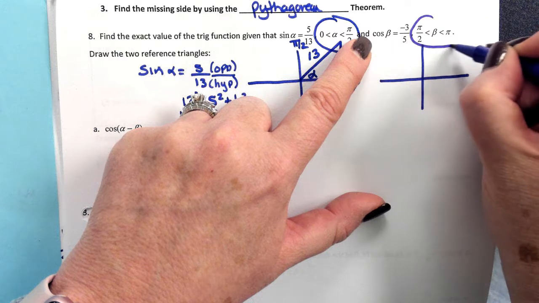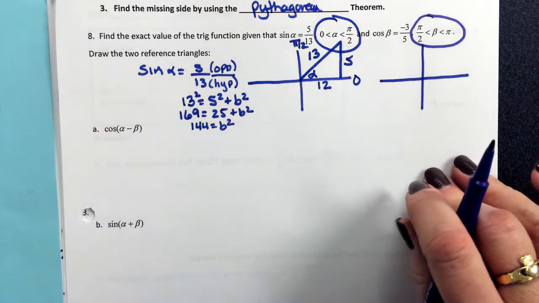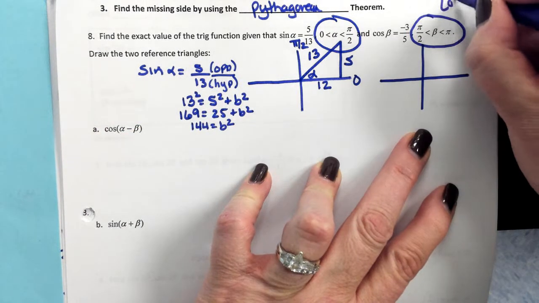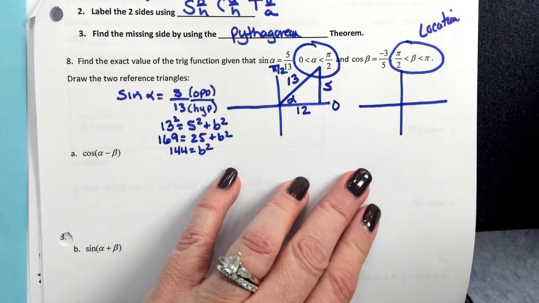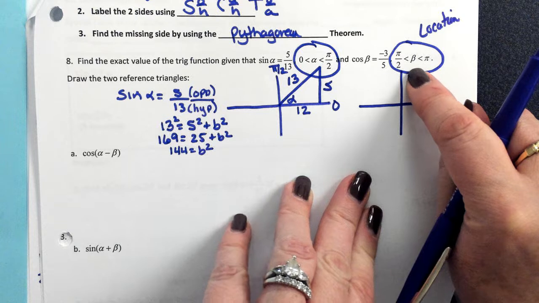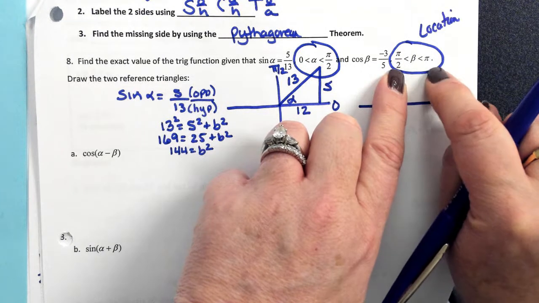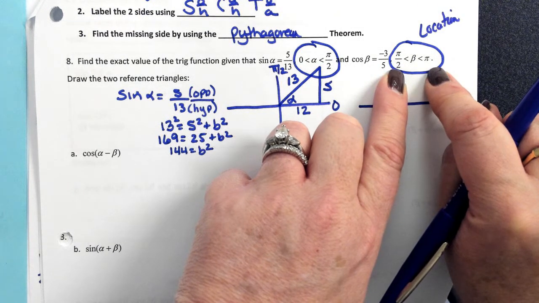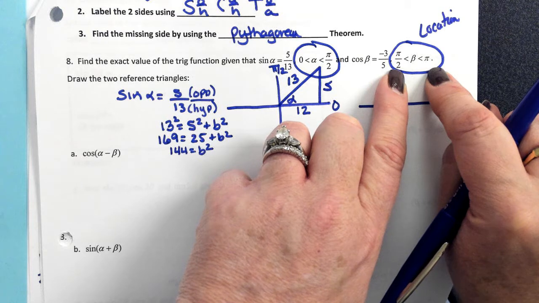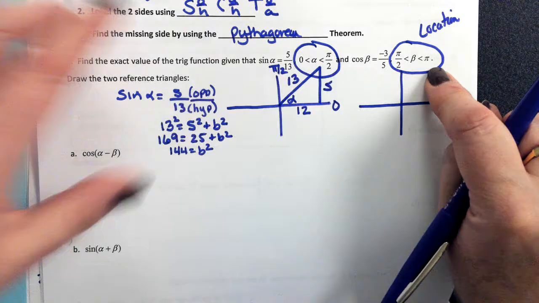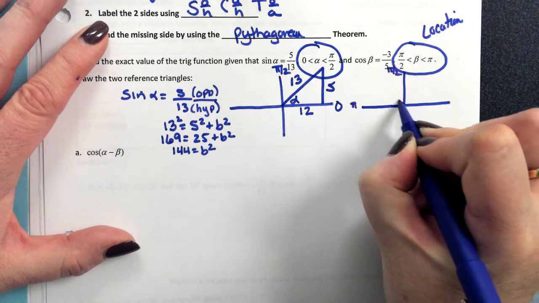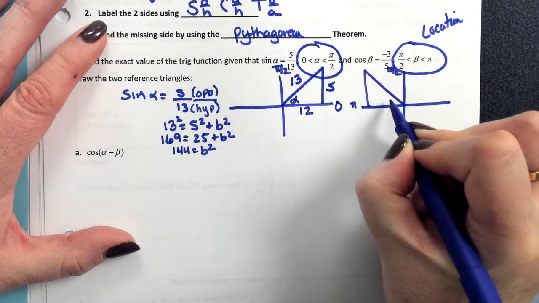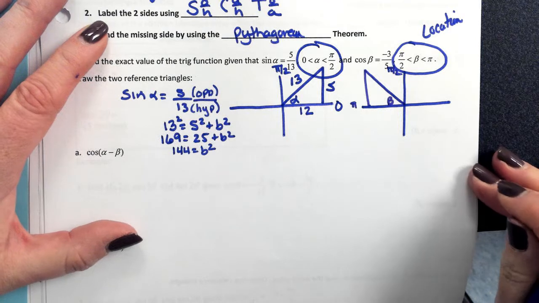Now, what are they telling you about angle beta? Again, remember, the inequality is giving you the location of the angle. So they're telling you that this angle has to be between pi over 2 and pi. So what quadrant would this angle have to be located? Quadrant 2, because here's your pi over 2, here's pi. So there's triangle beta.